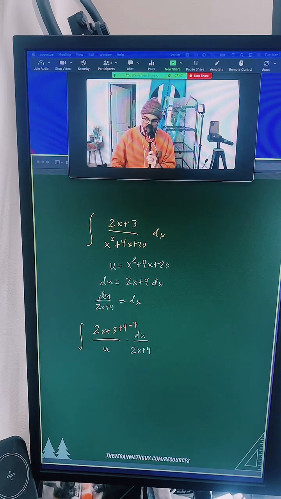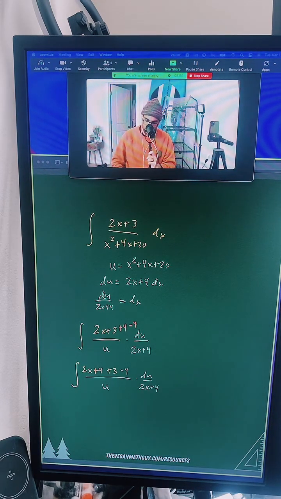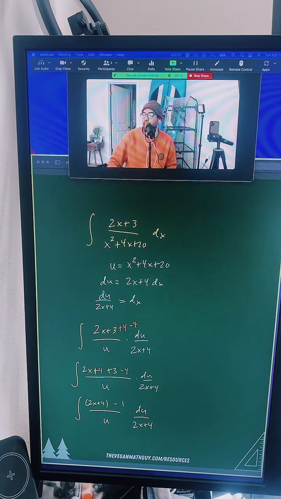And now I'm going to rewrite this. So I have 2x plus the 4, and then I'm going to combine the 3 and the minus 4 in a second, but I just want to rewrite this. This whole thing is still over u times du over 2x plus 4. And now let's go ahead and rewrite this: 2x plus 4 minus 1 over u times du over 2x plus 4. There's still some issues there.